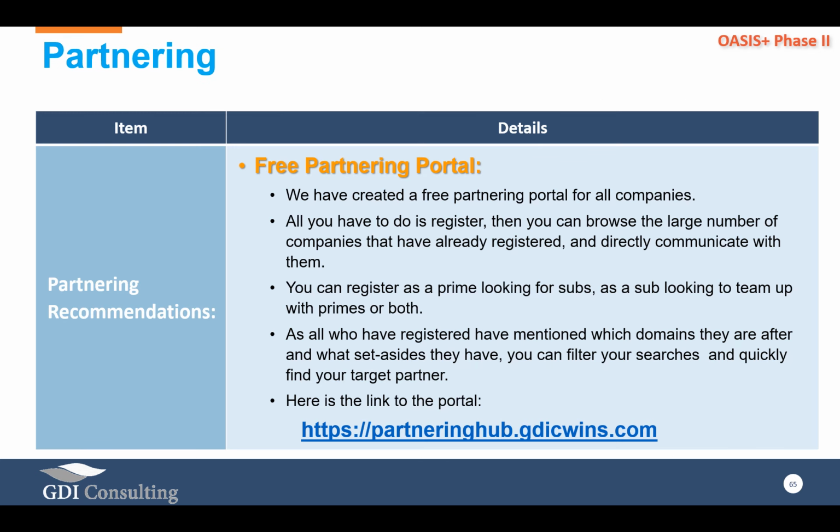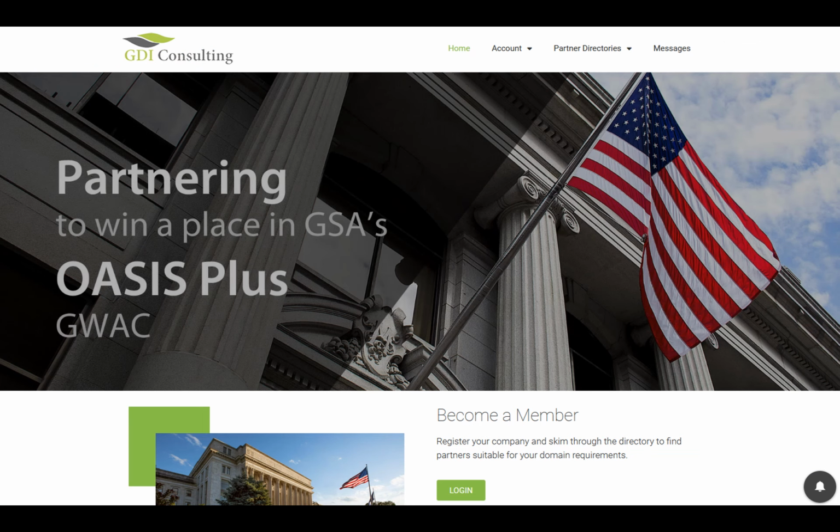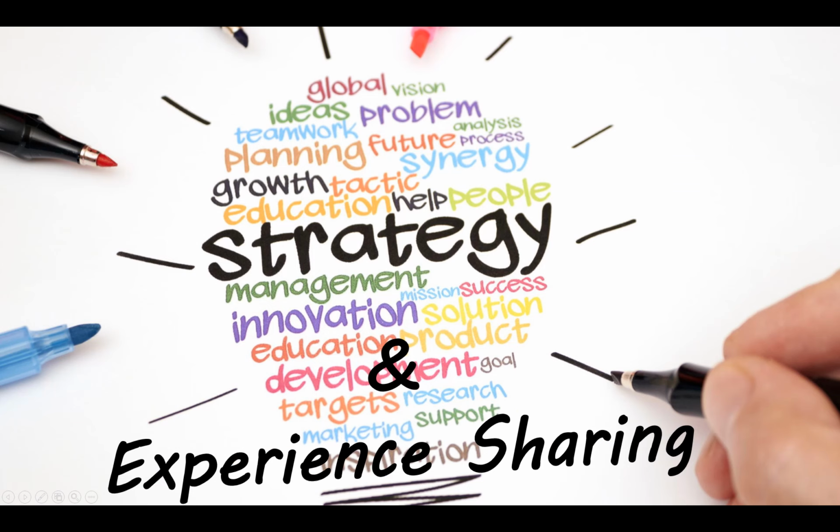And we have a free partnering portal. You can see the link here. I'll put it up on the chat as well. So you can register here, go find your partner, whether you want to be prime or sub, and this way you can communicate with them, reach an agreement, and work from there. So this is a free partnering portal. We've already, I think, 400 companies registered and got together during the previous OASIS Plus submission. So this is something very helpful. Okay, and this is the first page of that site.